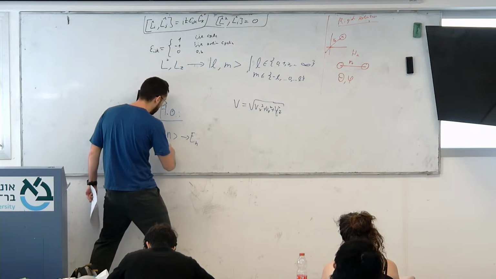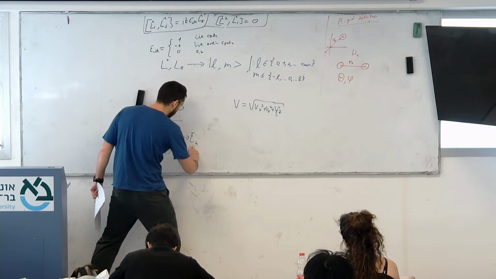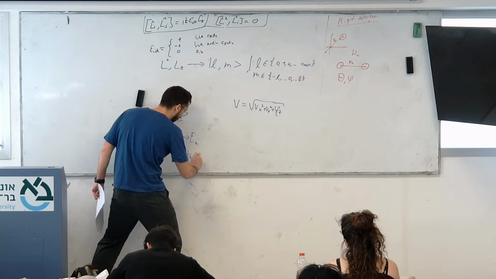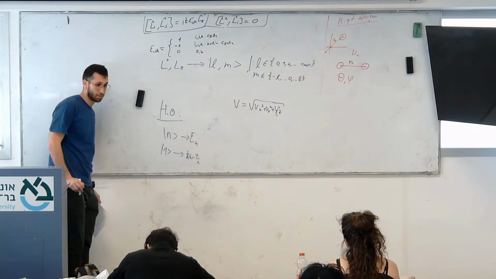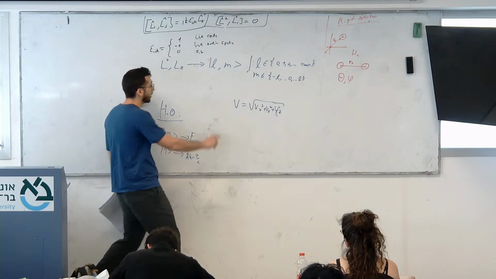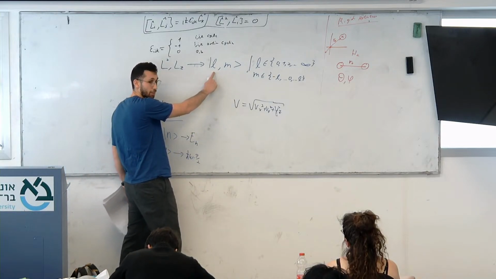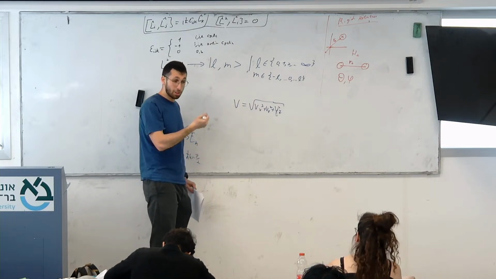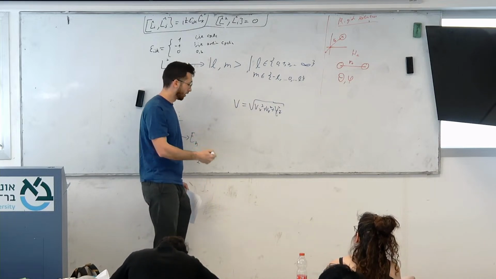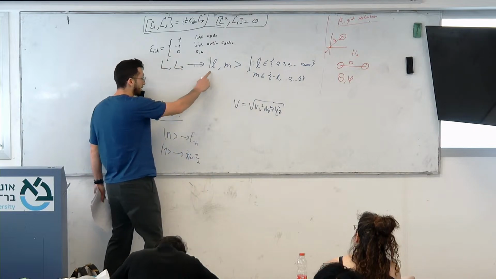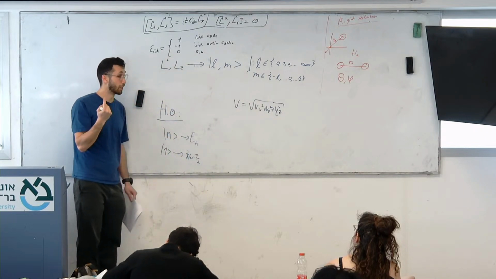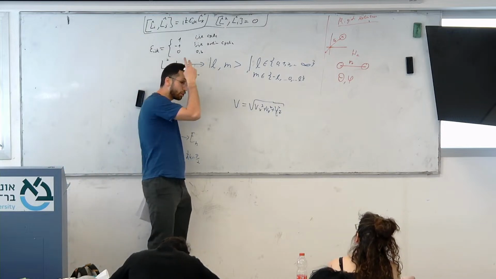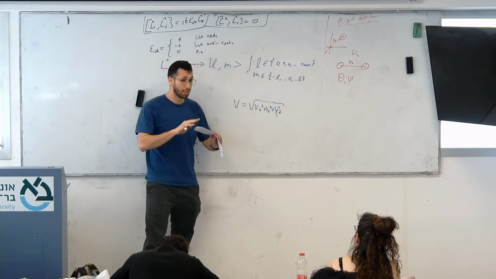If I'm at state 1, I have exactly h bar omega times 3 halves. This L represents how much angular momentum I have, but it's also a state, like this N. So here I need only one quantum number to represent everything. Here I need two quantum numbers to represent everything.